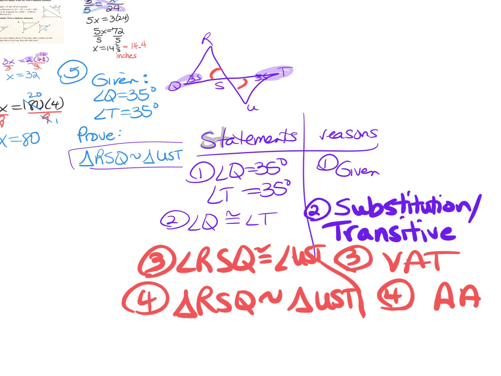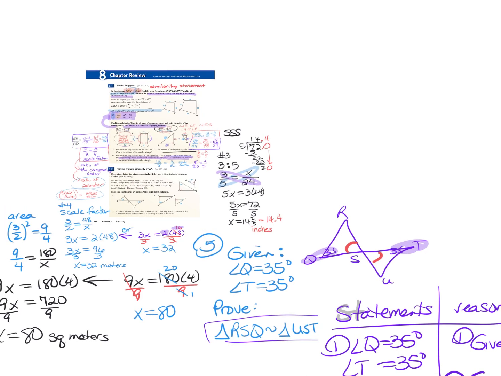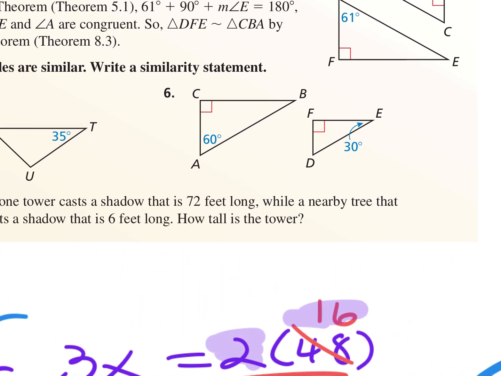Let's go ahead and try number 6 now. I'm just going to go ahead and do the problem. I won't write it as a proof. So we want to figure out, are these 2 triangles on number 6 similar? Let me zoom in here.